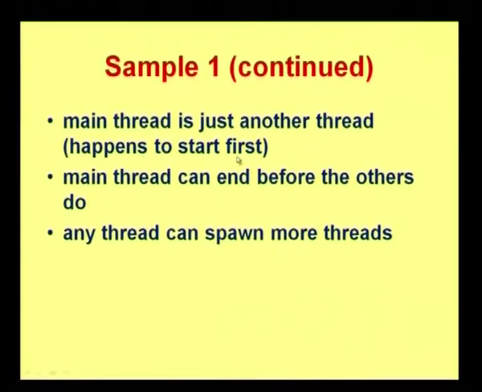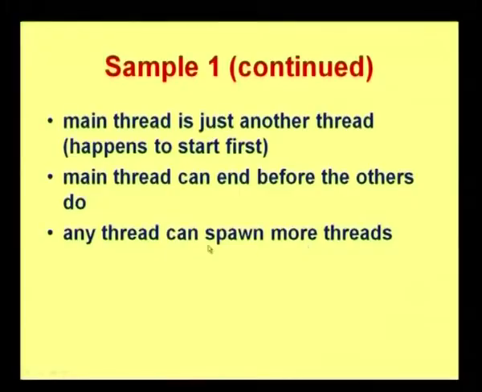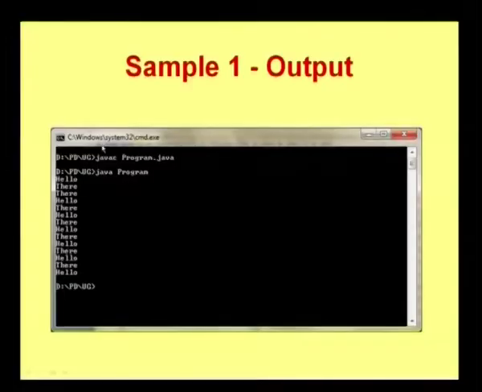You can see here the main thread is just another thread that happens to start first. Before my thread starts, my main thread would have started. All the threads that are created inside my main method are child threads of this main thread. The main thread can end before the others too. Since it is the main thread, I can make it end before the other threads end. Any thread can spawn more threads. It means that I can have one thread and inside that thread I can create more threads and do multi-threading.